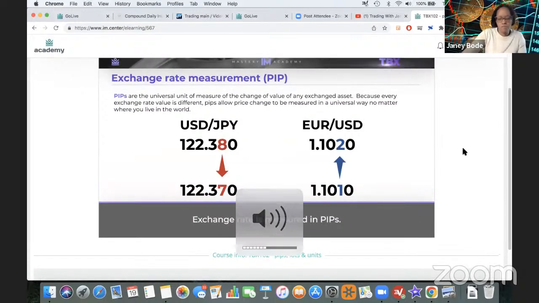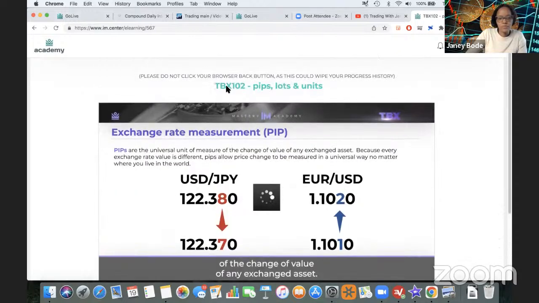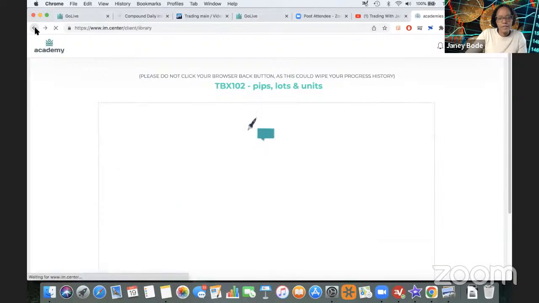Pips, lots, and exchange rate is measured in pips. Pips are the universal unit of measure of the change of value of.